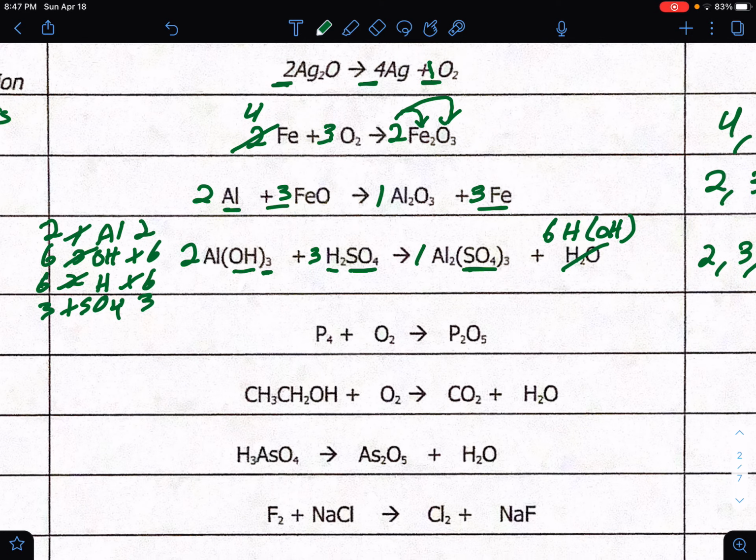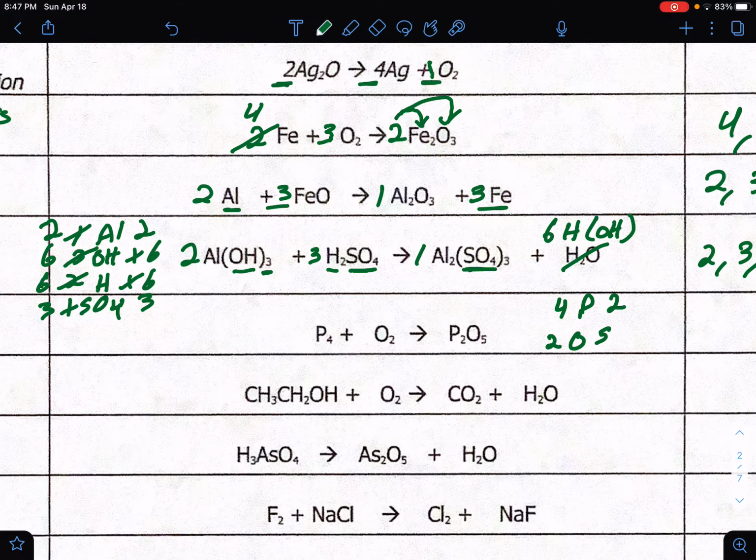Okay, so I'm going to try this route again. So I have P and I have O. I've got 4 P's on the left, 2 O's on the left, and I've got 2 P's on the right and 5 O's on the right.